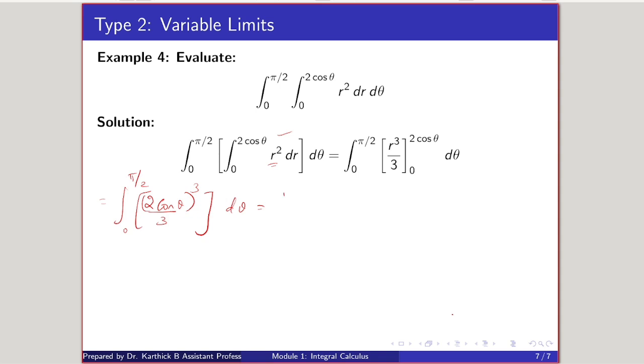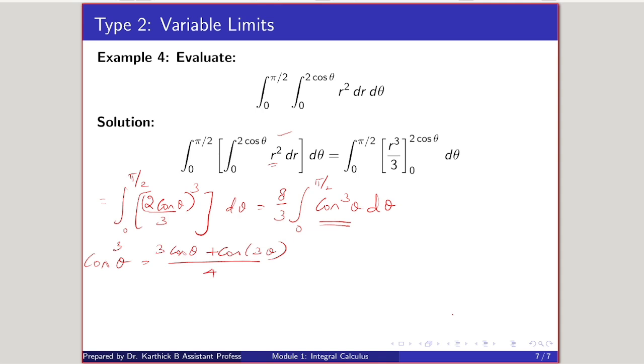So 2 cube will be 8. I may keep 8 by 3 as a constant, then 0 to pi by 2. Then remaining it will be cos cube theta d theta. So similar to the previous problem, integrating cos cube theta will be harder, so we may use a formula. We already studied cos cube theta. It will be (3 cos theta plus cos 3 theta) divided by 4. So we may use this formula.